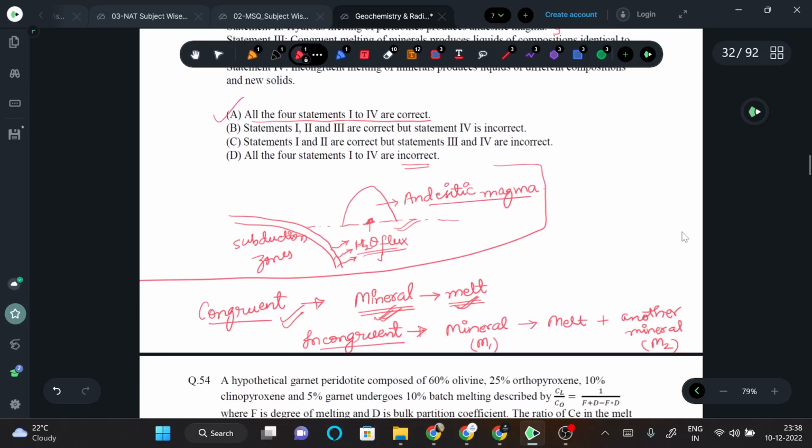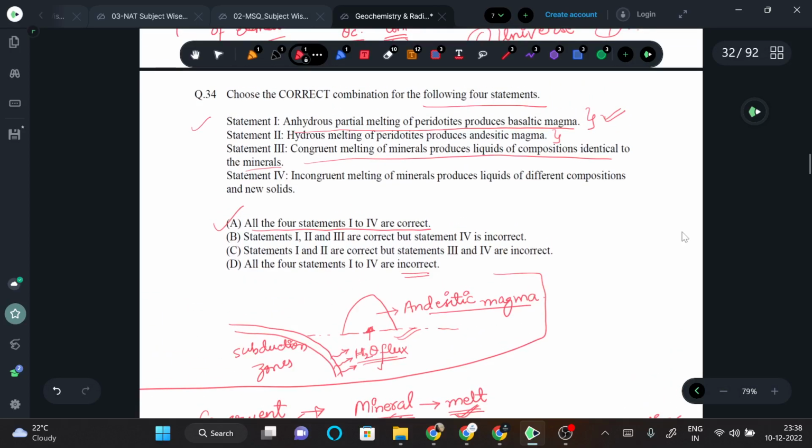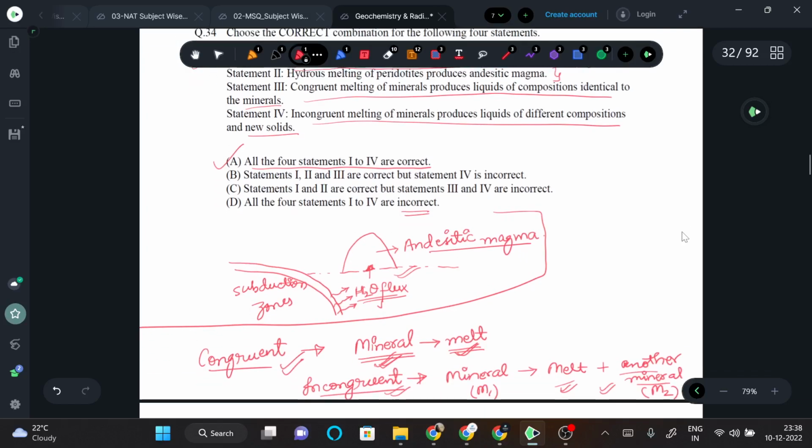And then statement 4, incongruent melting produces liquids of different compositions. Okay, this liquid will be of different composition here, and new solids. So this is what this fourth statement is saying. Liquids of different compositions and new solids.